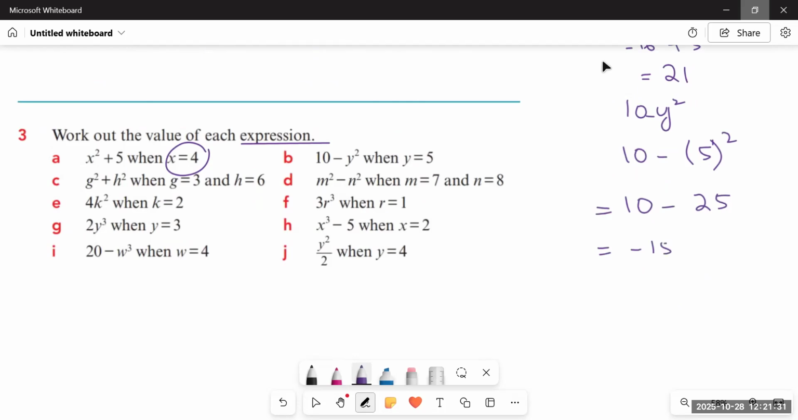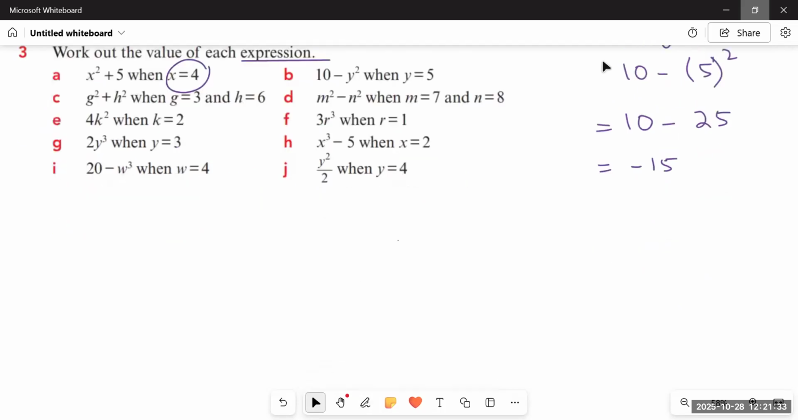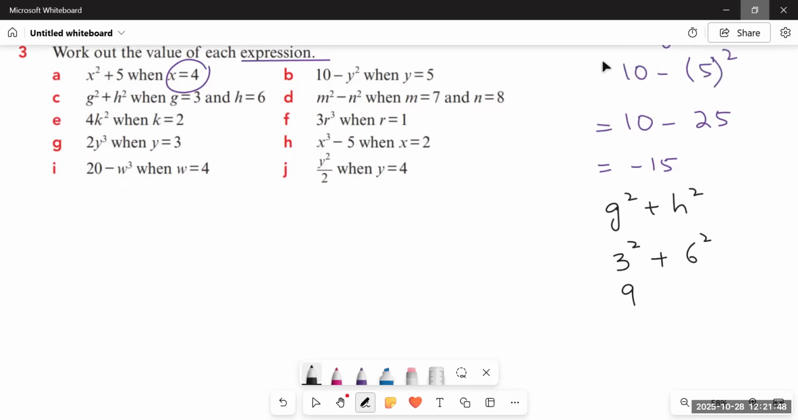In the next part, we have part C. It says g squared plus h squared. So g is given as 3. We will find the square of 3. That's 9. Plus h is given as 6. So the square of 6 is 36. And 36 plus 9 is 45.